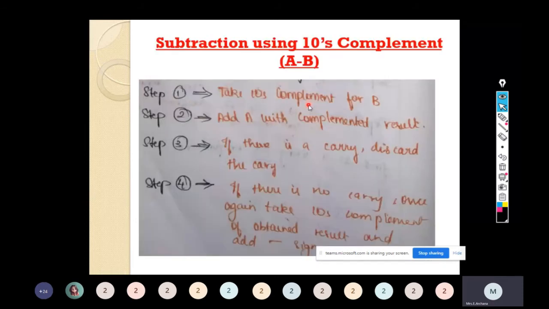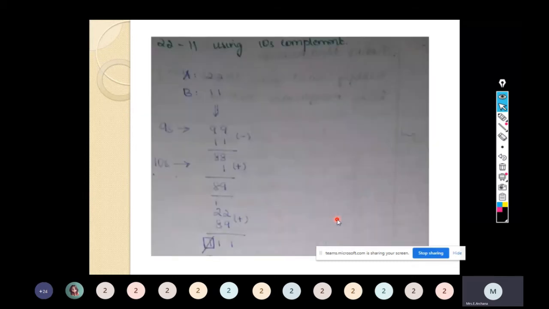The last category of subtraction is using tens complement. Step 1, take tens complement for B. Step 2, add A with the complemented result. Step 3, if there is a carry, discard the carry. If there is no carry, once again take tens complement for the obtained result and add a negative sign. So these are the 4 steps. We see an example.